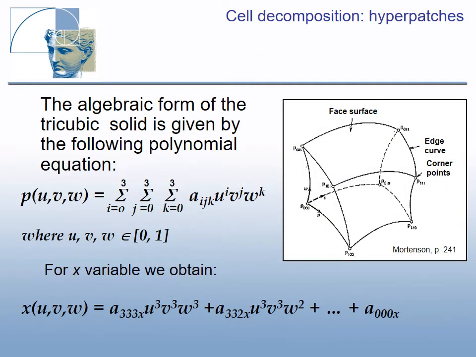The algebraic form of the tricubic solid is given in the upper polynomial equation. For x variable, the expression takes the form shown below. This expression has 64 coefficients, which means that the total number of coefficients for x, y, and z is 192. It means that hyperpatches in their general form are hard to handle and expensive to calculate.